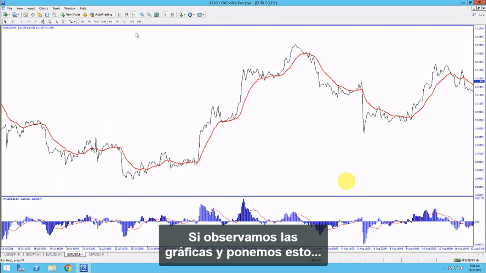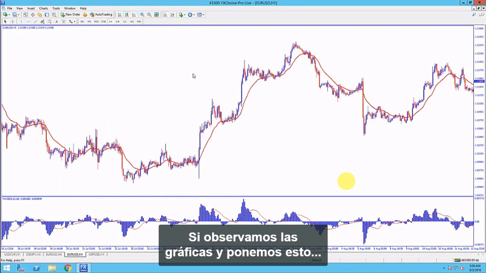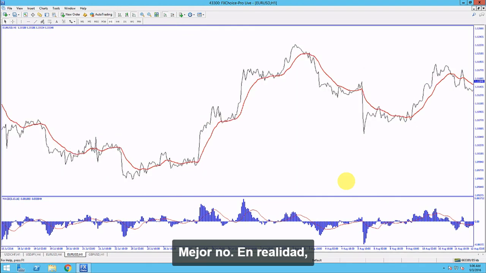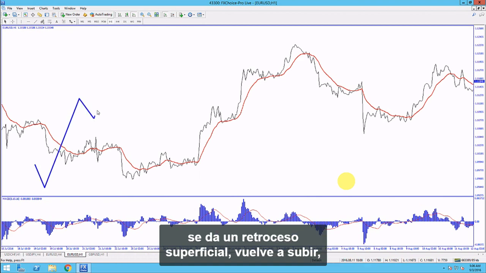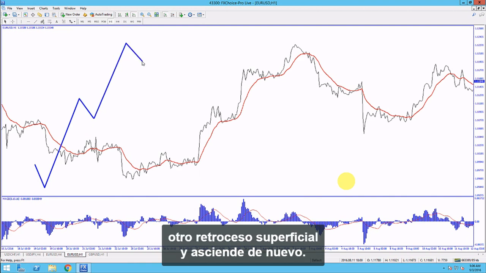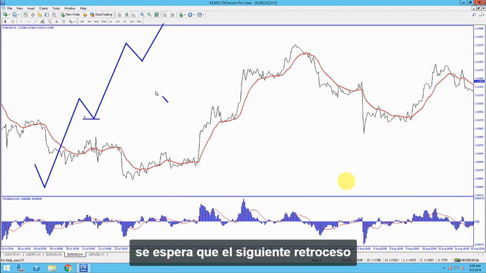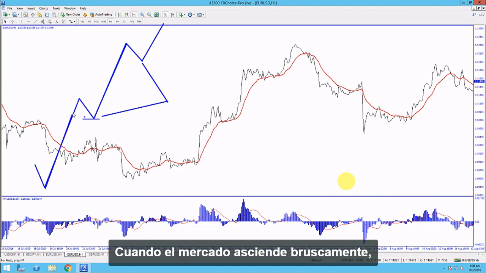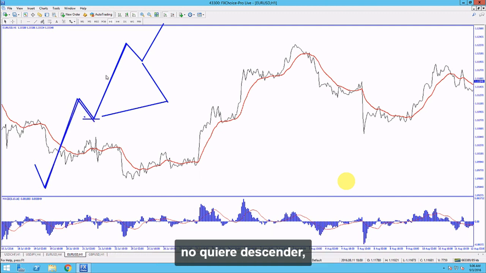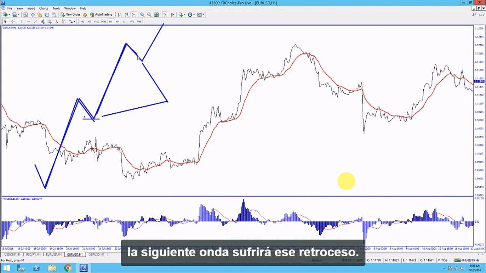Looking at the charts, the other way we can look at it is market goes down, and then market goes up, offers a shallow retracement, up again, shallow retracement, up again. So where you have a very strong move off the lows and a very shallow retracement, you can expect the next retracement roughly to do the same thing, and this to be very sharp. So when you have a market that goes off the lows very sharp, doesn't want to come down, that next wave up will get that retracement.